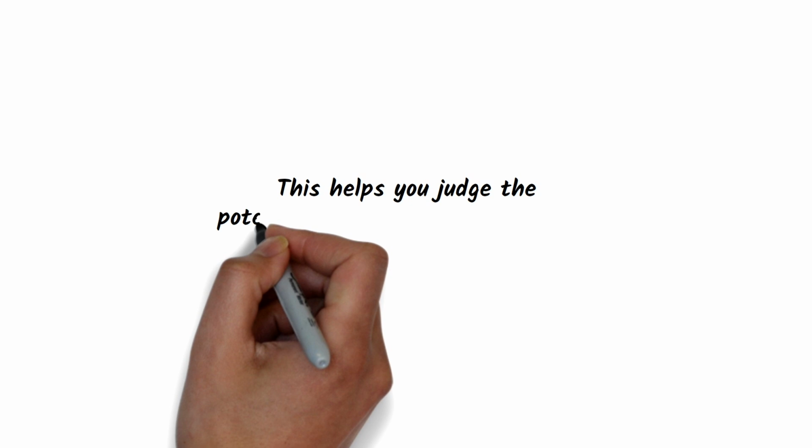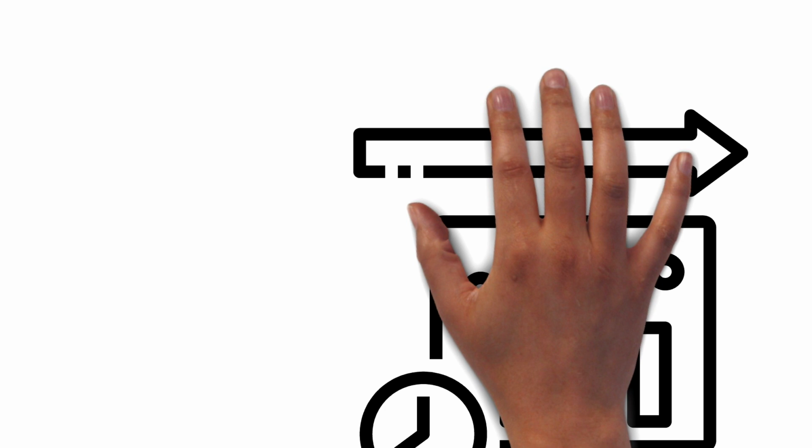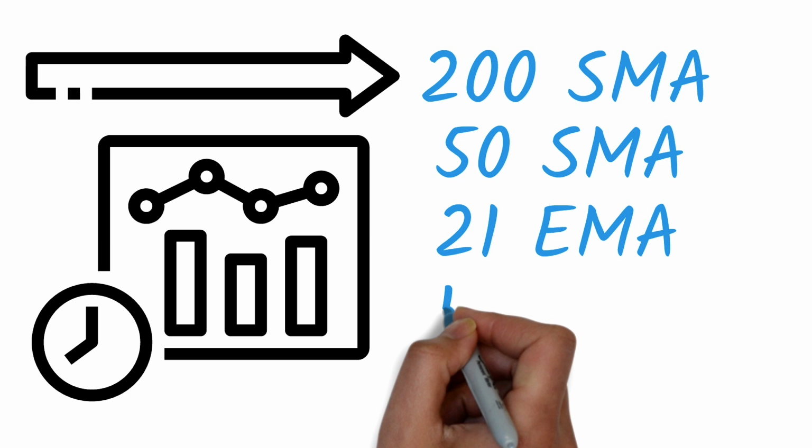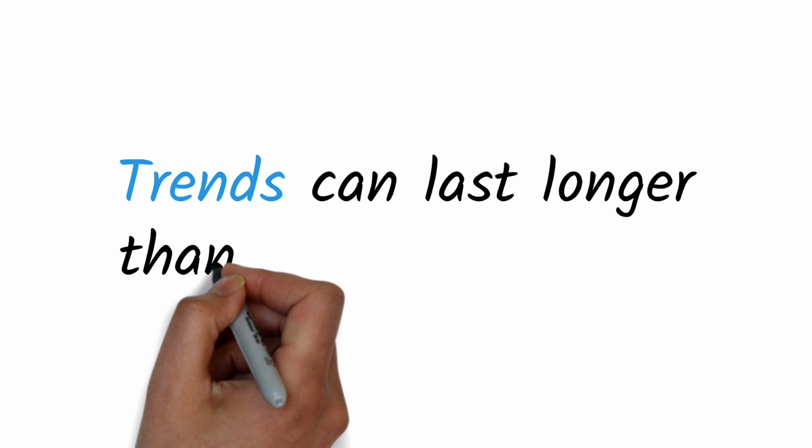Step 2. Determine the trend. Look at the current trend of the stock. Is it in an uptrend, downtrend, or basing? For this analysis, use different time frame moving averages such as the 200 SMA, 50 SMA, 21 EMA, and 10 SMA. I want to be trading with a longer term trend and buy as the stock is resuming that trend after a pause or consolidation. Trends can last a whole lot longer than we can imagine, both to the upside and downside.